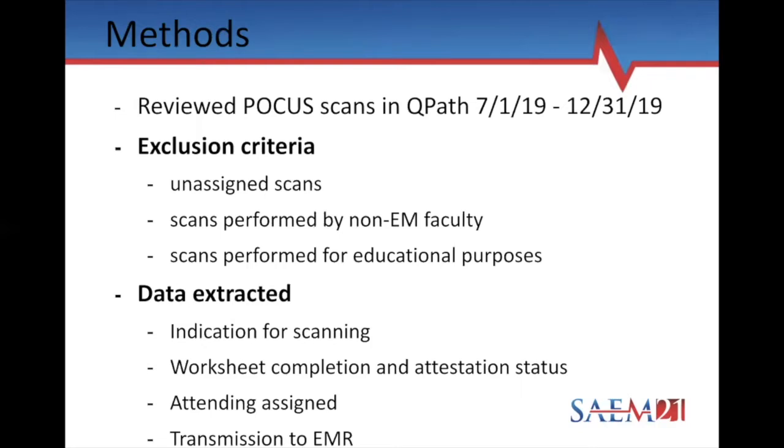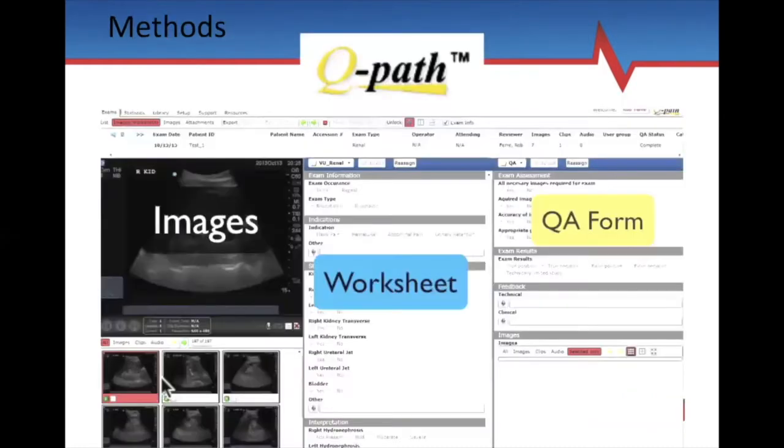We looked at point of care ultrasound scans in our software called QPath performed within a 6-month period. We excluded any scans that were not assigned to a resident or attending, any scans performed by non-EM faculty, and any educational scans. The data we extracted included indication for the scan, so if it was a cardiac scan, biliary scan, etc. If a resident completed a worksheet with interpretations of the scan, if an attending signed the scan, and ultimately if the scan was transmitted to our EMR.